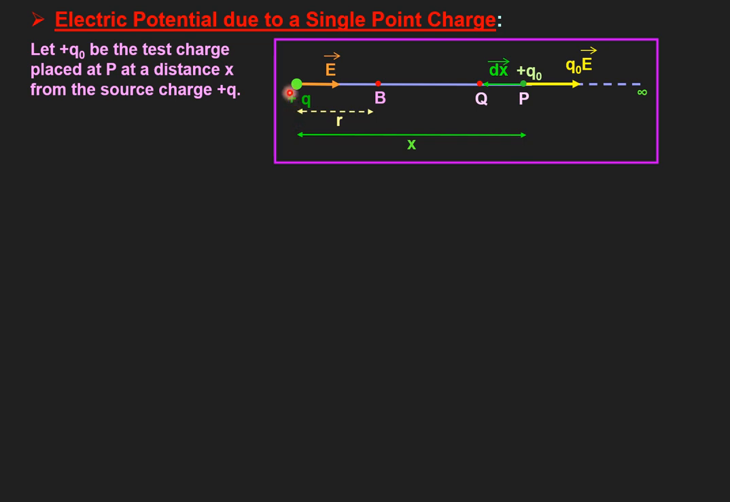So due to this positive source charge, electric field will be radially outward. This is point B, that is point of observation. This is initial point infinity. From here to here, we have to move the test charge without accelerating. In the midway, for the purpose of calculation and integration, I have taken this P point as the intermediate situation.